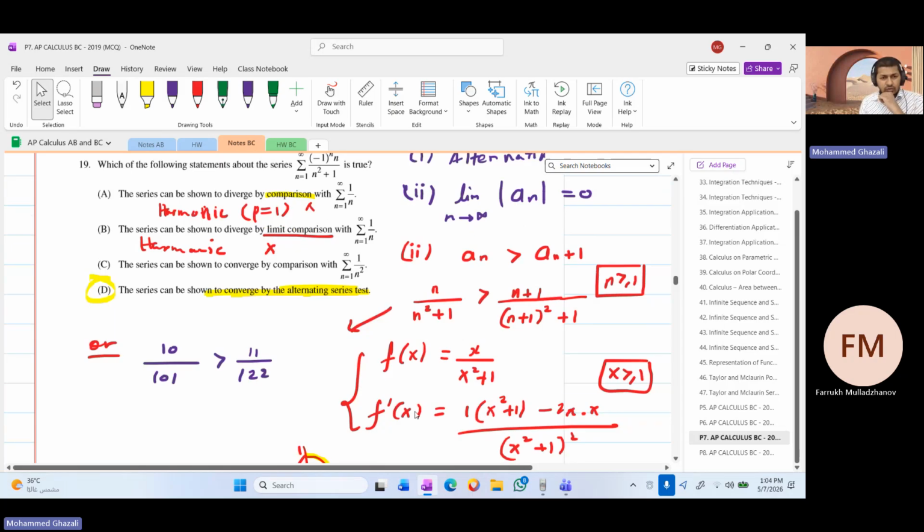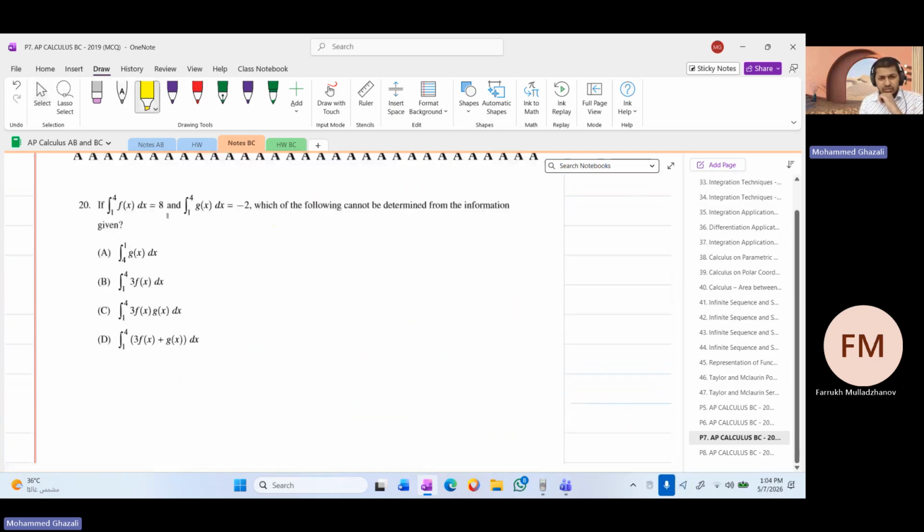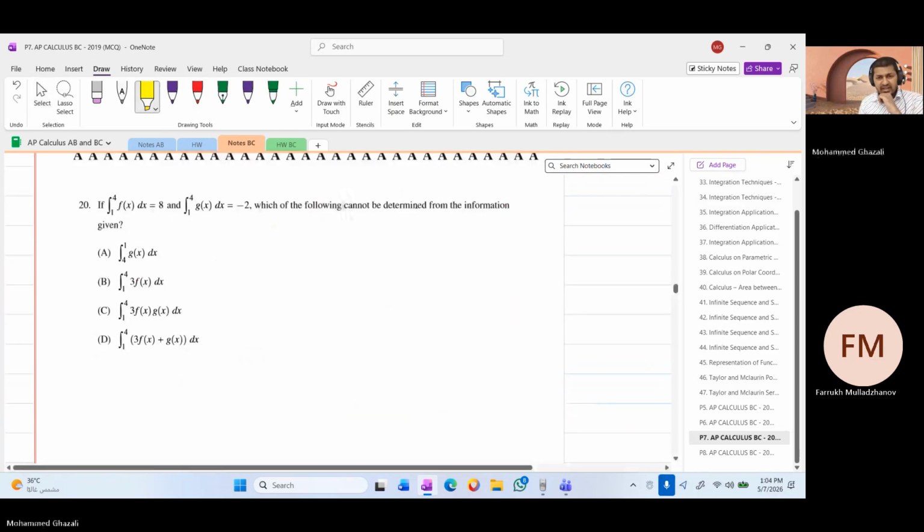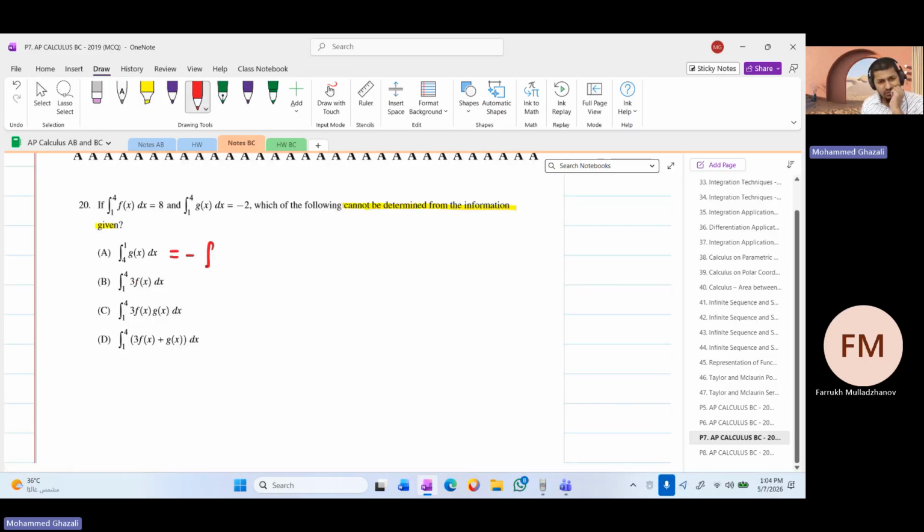If the integral of f of x from 1 to 4 is 8, and the integral of g of x from 1 to 4 is minus 2, which of the following cannot be determined from the information? Find each one. Integral from 4 to 1 is the same thing as a negative integral from 1 to 4. A negative integral from 1 to 4 of f dx is negative 8. Okay? Because they told us 1 to 4. Next, the integral from 1 to 4 of g dx is negative 2. So negative 2 will give us positive 2.